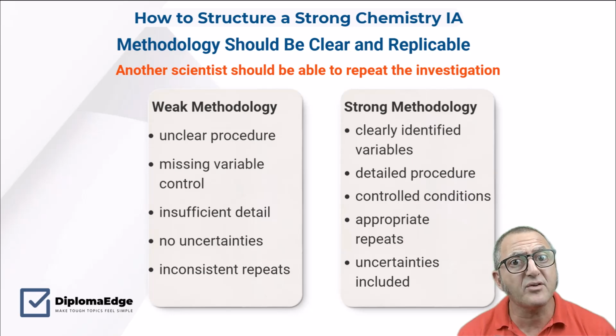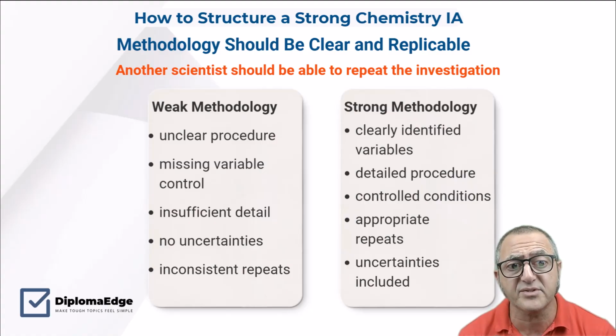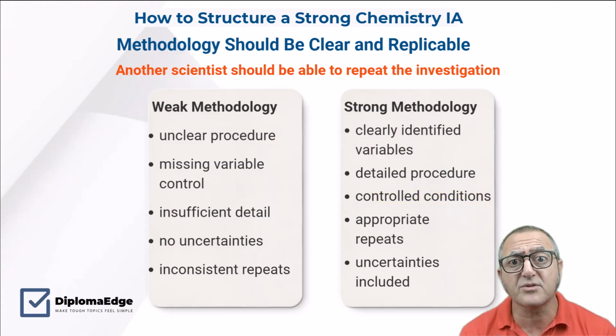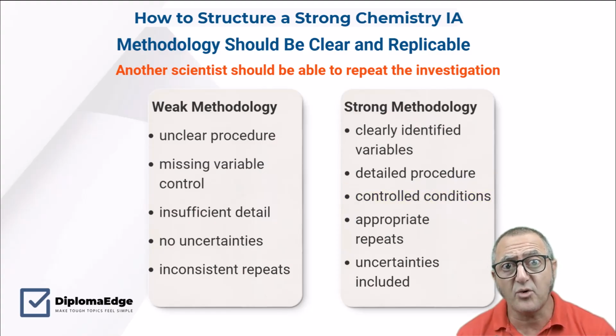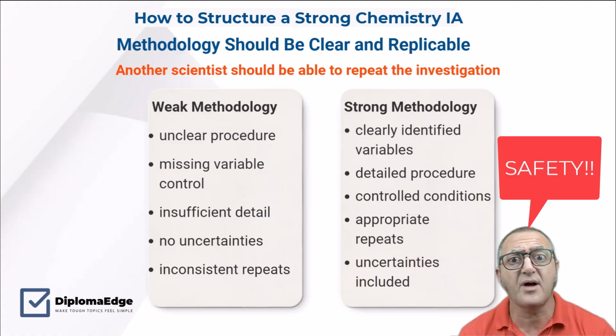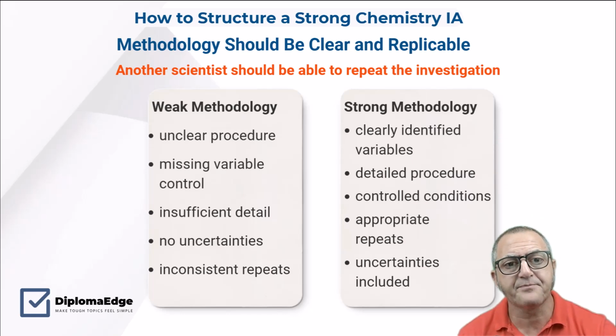You have a procedure that is very detailed, normally a step-by-step set of instructions that tells me exactly the different steps that you're following in your procedure. You're controlling the conditions, you're identifying all those variables that can affect the experiment, but that you have to control. You are talking about the appropriate number of repeats, you're talking about the uncertainties, and you're talking about the safety. You have to have a full risk assessment of your procedure as well.